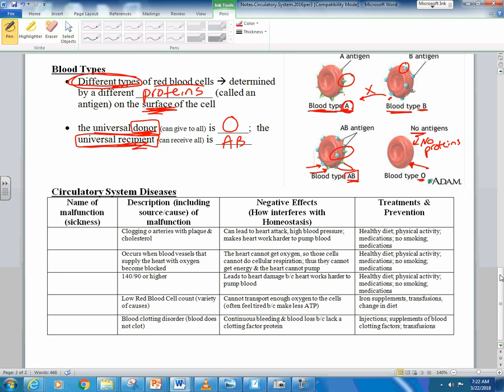Last part of this is talking about diseases of the circulatory system. And you've heard of many of these things. First one is clogging of the arteries because there's very high cholesterol. This is called also hardening of the arteries. So the blood cannot flow through them as easily, leads to heart attacks. This is called atherosclerosis.